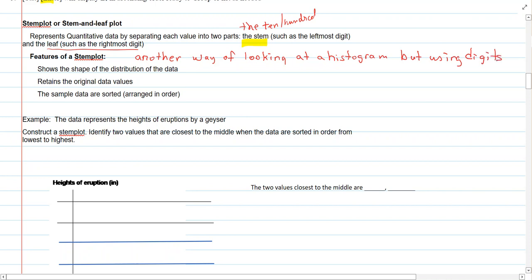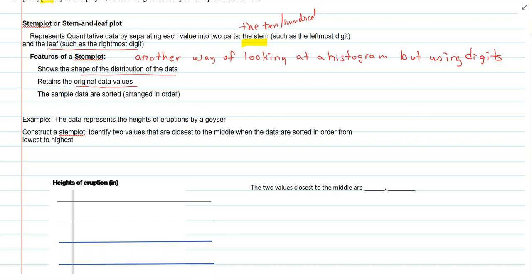And what this does, it gives us an advantage as to what the physical numbers are that fit in each of the classes, because these are grouped in tens: 10, 20s, 30, 40, and so on. It also shows us the shape of the distribution of data. And we can always rewrite all the original data values. It can't be used for massive amounts, but it can be used for a nice sample size. And everything is arranged in order.